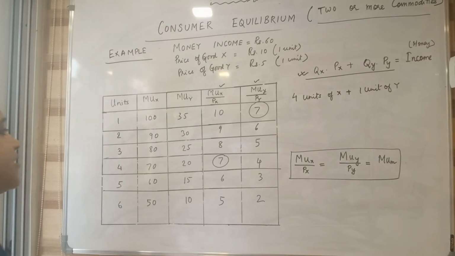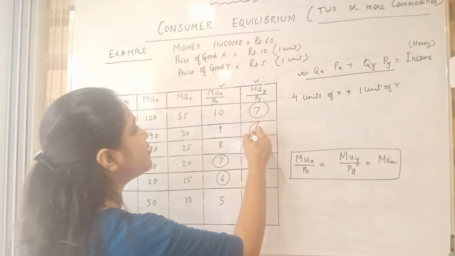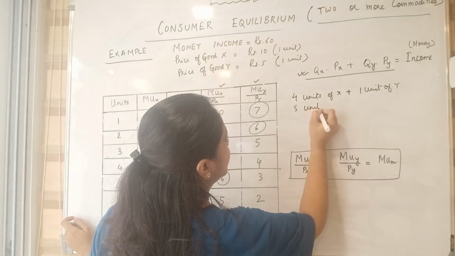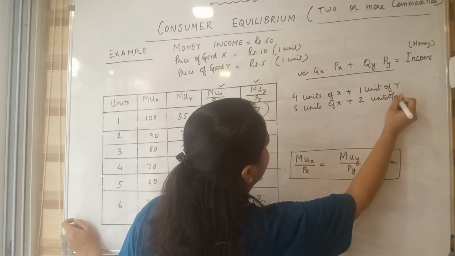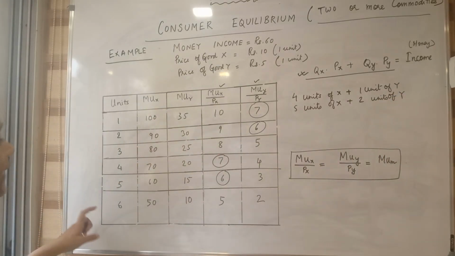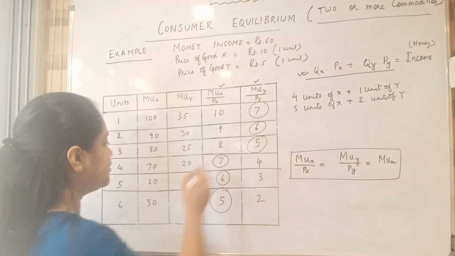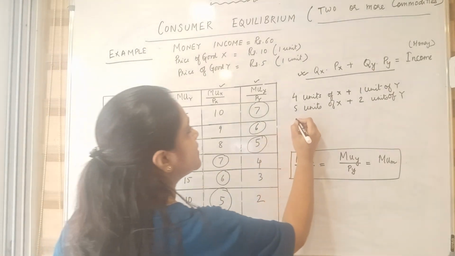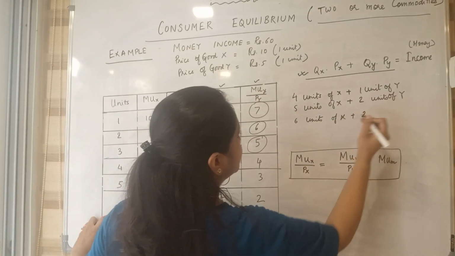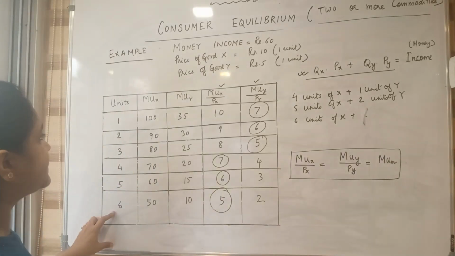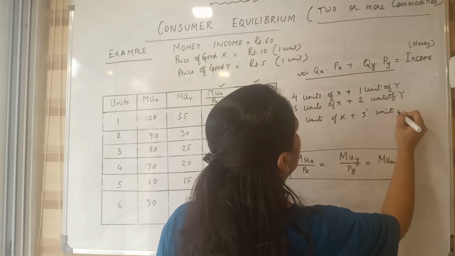Now again there is a situation when the consumer consumes 5 units of good X and 2 units of good Y. Let us write it down here: 5 units of X and 2 units of Y. Again there is another situation when there is 5 and 5. So when the consumer consumes 6 units of good X and 3 units of good Y.